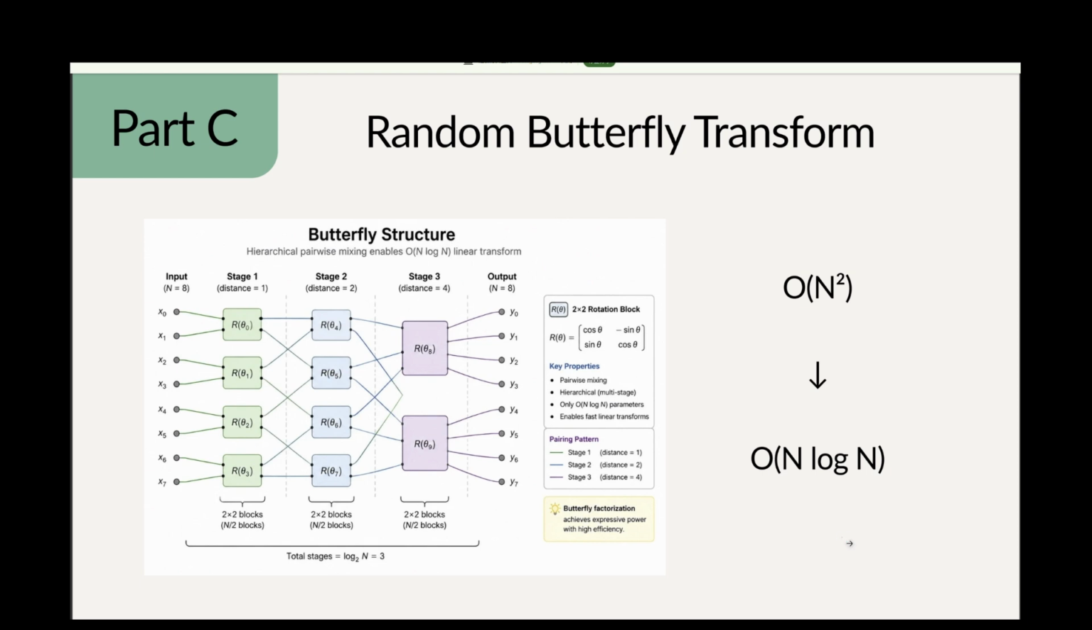Butterfly matrices perform hierarchical pairwise mixing, reducing the computational complexity, as I show on the right side of the PowerPoint. And each 2 times 2 block is initialized as a random rotation matrix, and the butterfly transform remains fixed throughout the training process. Okay, next slide, please.